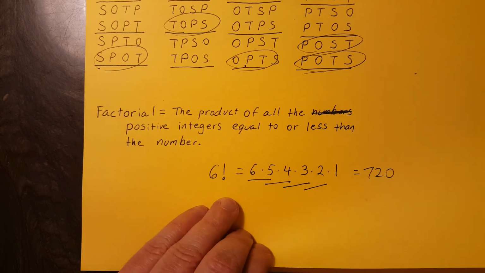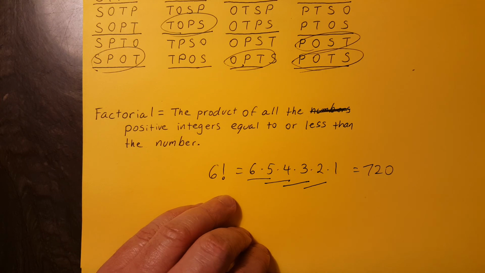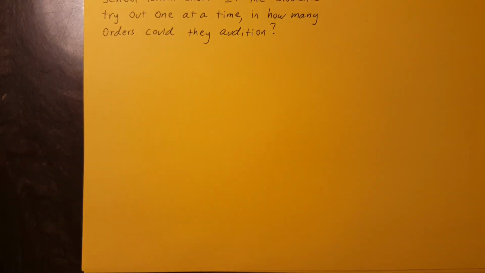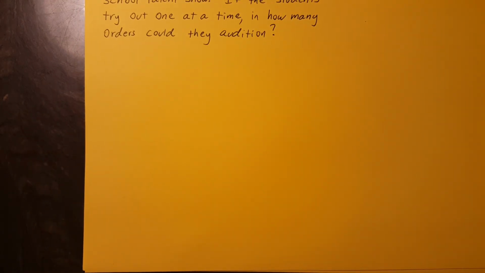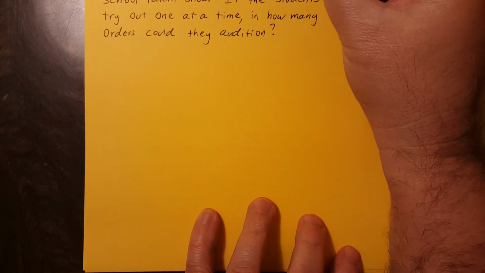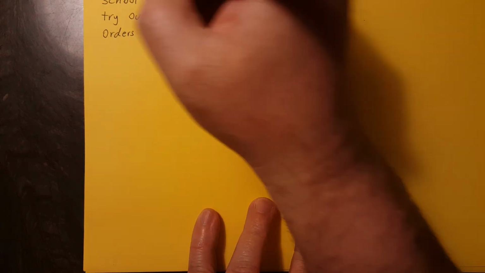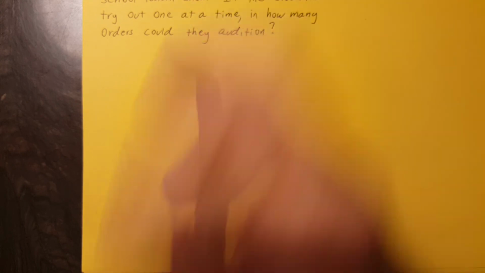Okay. All right, so let's see what kind of problems we're going to do today. After school today, Christina, Sophie, Tim, Vince, and Kevin will audition for the school talent show. If the students try out one at a time, in how many orders could they audition? Okay. The key thing here is figuring out how many people are trying out. 1, 2, 3, 4, 5.